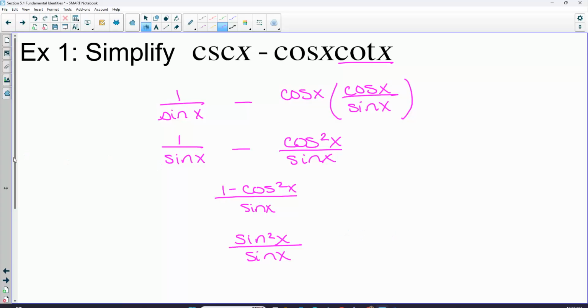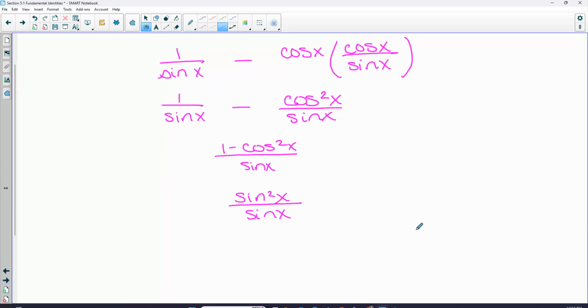What happens if you have a sine squared divided by a sine? Cancel out one of those sines and we just get sine x. So what that tells me is that original expression that I gave you is equivalent to just sine x. Okay, so we're just trying to manipulate these expressions and turn them into something simpler.